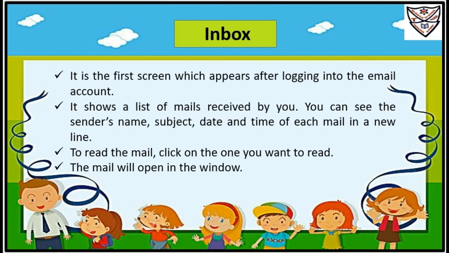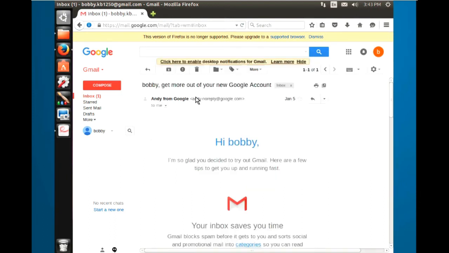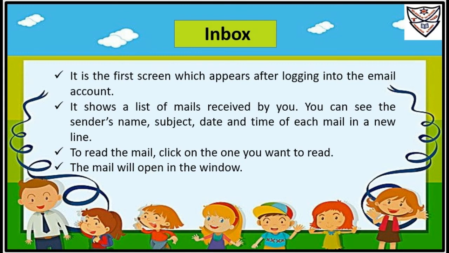Inbox. It is the first screen which appears after logging into the email account. It shows a list of mails received by you. You can see the sender's name, subject, date, and time of each of the mails in a new line. To read a mail, click on the one you want to read. The mail will open in the window.